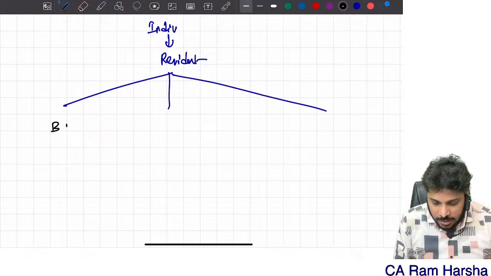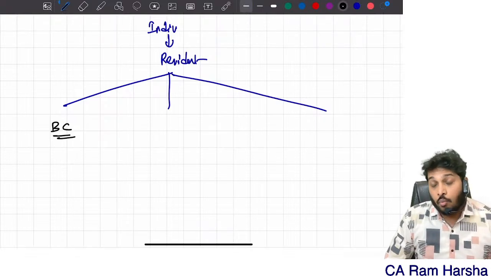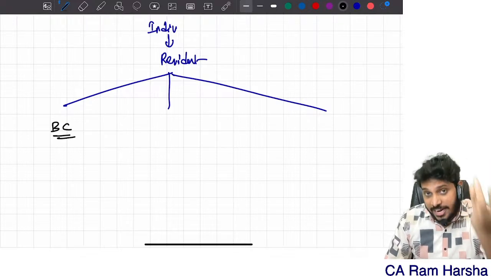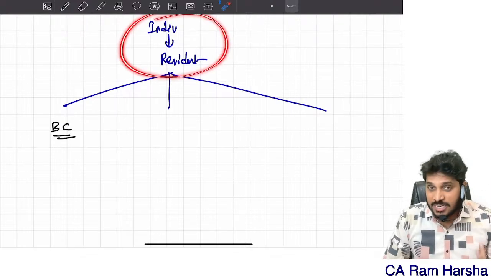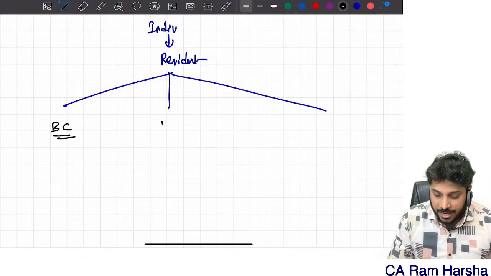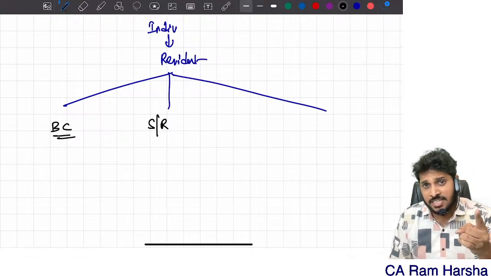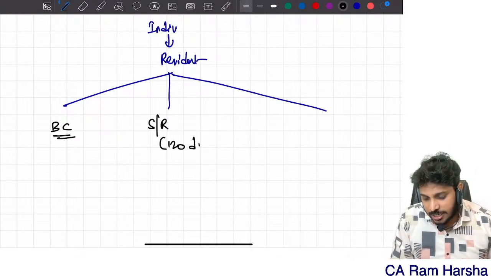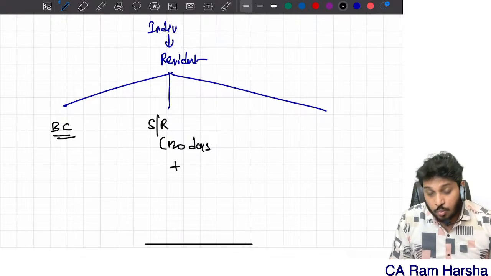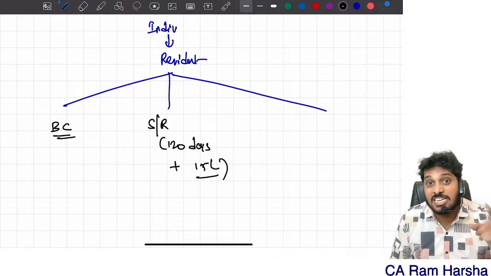One is basic conditions. One category to identify whether an individual is a resident or not is basic conditions. There is another situation called special residential status, with the 120 days logic and the 15 lakhs income logic.